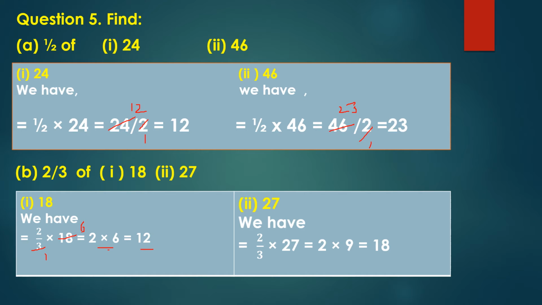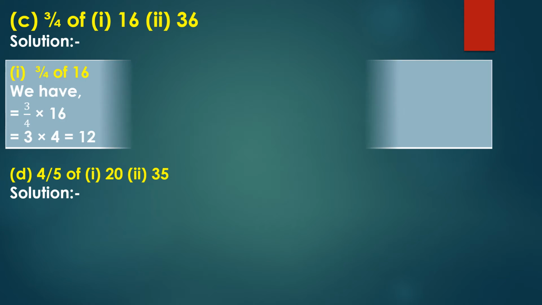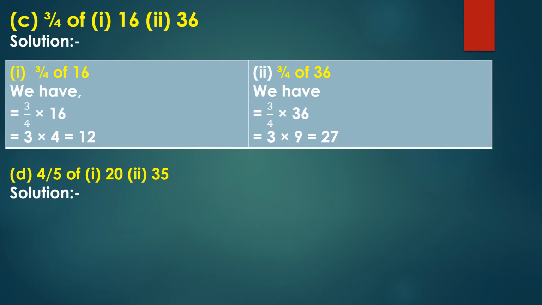And similarly we have 27. That means 2 by 3 of 27, which can be written as 2 by 3 into 27. Now in this case also we can cancel 3 ones are 3 and 3 9s are 27 directly. Therefore the remaining answer is 9 2s are 18. So 18 is the answer for question number 2 under B. Okay. The next question is 3 by 4 of 16 and 36.